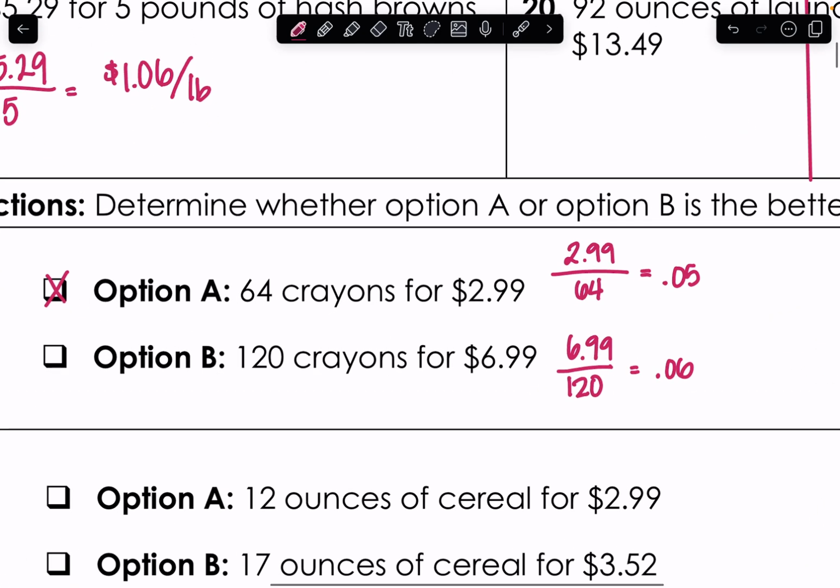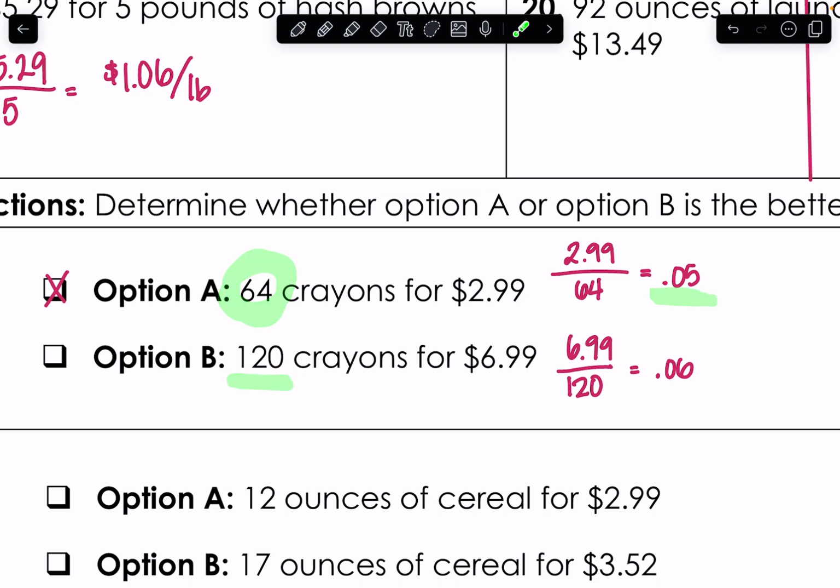In last class, they had an argument as well of, okay, well, you're getting more crayons for option B for only 1 cent more. True. So this is kind of your opinion, right, if you're at the store. But also, if I bought 2 packs of option A, how many crayons would I get? 128, which is more than 120, and it's a cent cheaper, right?